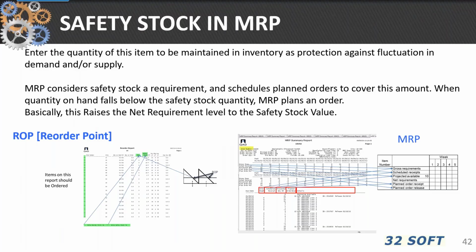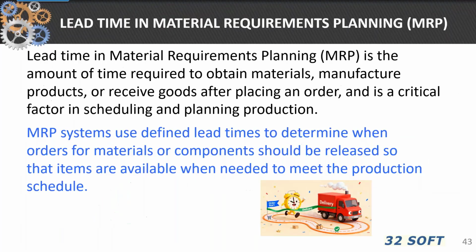MRP considers safety stock as a requirement and schedules planned orders to cover that amount. When the projected quantity on hand falls below safety stock, MRP plans an order. The reorder report in QAD can be set to trigger that planning function.